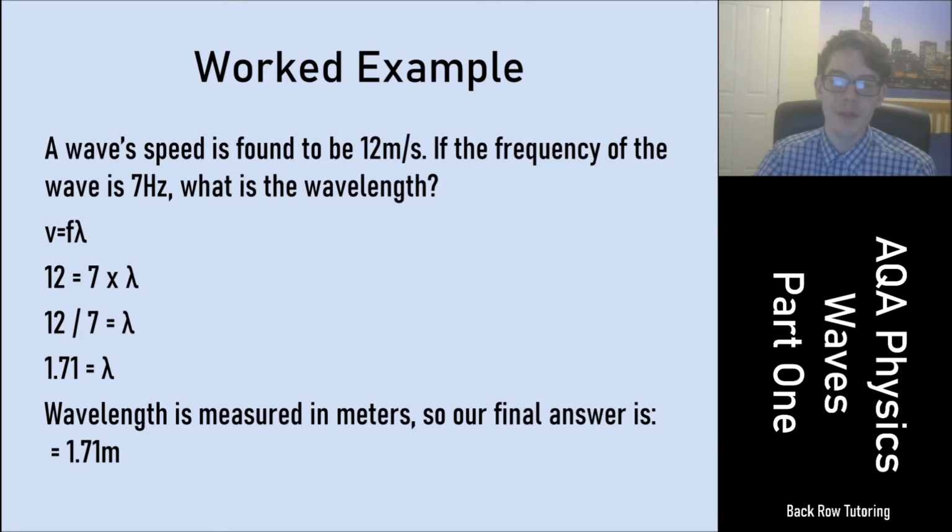A wave speed is found to be 12 meters per second. If the frequency of the wave is 7 hertz, what is the wavelength? Well, firstly we're going to write down our wave equation. Wave speed is equal to frequency times wavelength. We know that the wave speed is 12 meters per second and the frequency is 7 hertz, so we can plug this into our equation. We want to find the wavelength, so let's divide both sides of the equation by 7 to get wavelength on its own, and if we divide 12 by 7 we'll get 1.71. Wavelength is measured in meters, so our final answer is 1.71 meters.